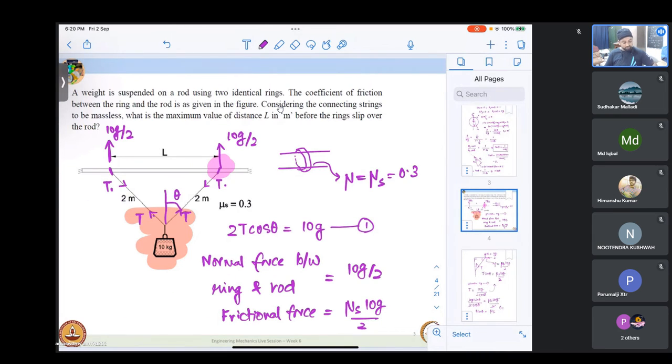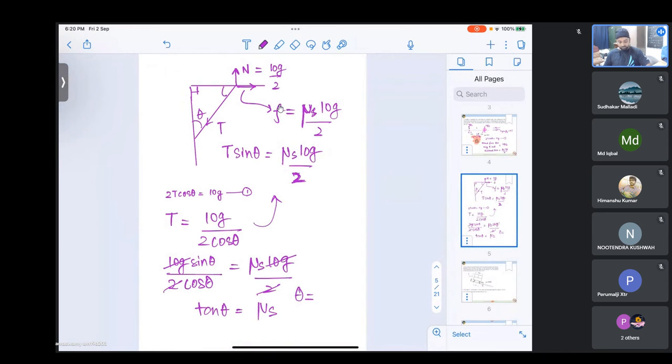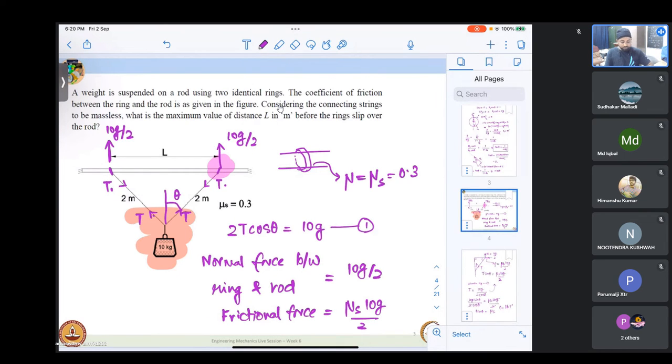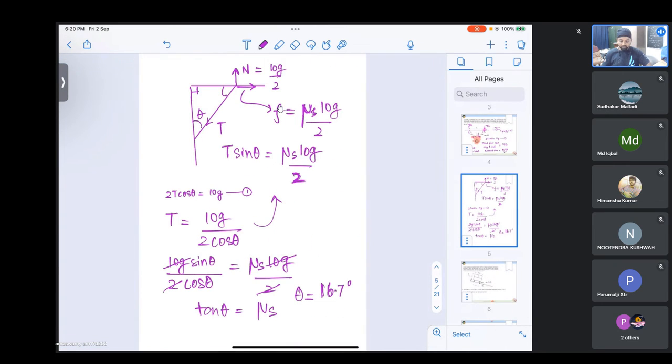Friction is given as 0.3. So the angle comes out to be 16.7 degrees. From the geometry of the problem, if I know the angle, I know that L by 2 by 2 is sine theta. So L is nothing but 4 sine theta. From the triangle, we can see that. So I take the sine of this angle and multiply it by 4. So I will get the length as 4 sine theta.